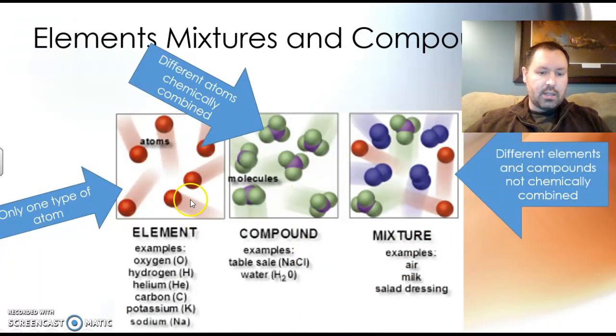So let's take a look at our element here. Notice the arrow says there's only one type of atom. Look at this. We've got these red spheres. Let's call those atoms. Only one kind of atom. That makes it an element. There are questions like this on your upcoming test where I'm going to ask you to differentiate between an element, a compound, and a mixture.